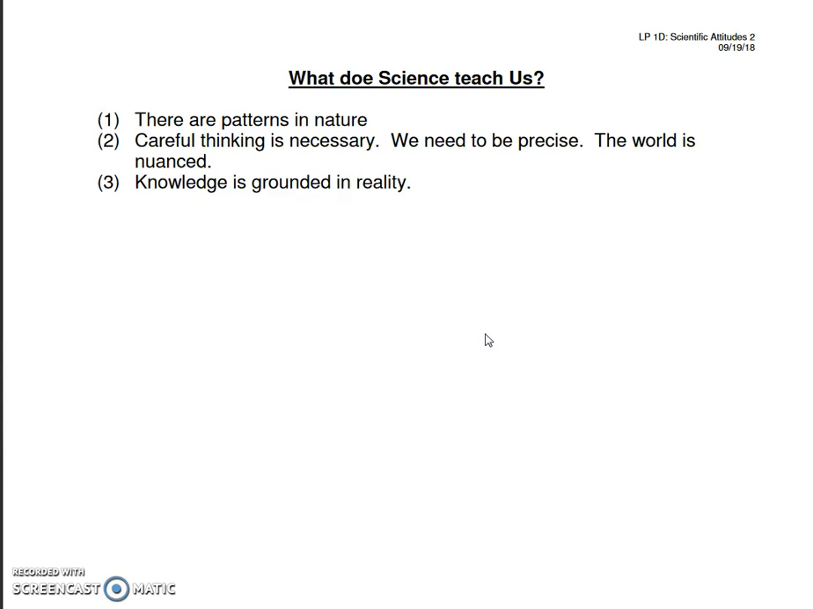And the last thing that science teaches us is that knowledge, scientific knowledge, is grounded in reality. It's grounded in the real world. So we're testing claims about nature to see how nature really does work. And it's complicated a lot of times, and there's multiple factors influencing the world around us, but we can know the world to some degree.